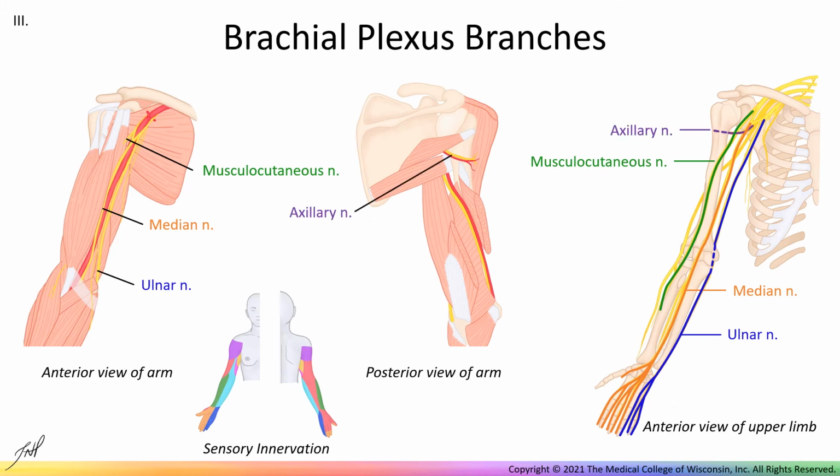Posteriorly, we have the axillary nerve going to the deltoid and teres minor, and finally, the radial nerve, which innervates the posterior compartment of the arm and forearm, including the triceps and hand extensors.